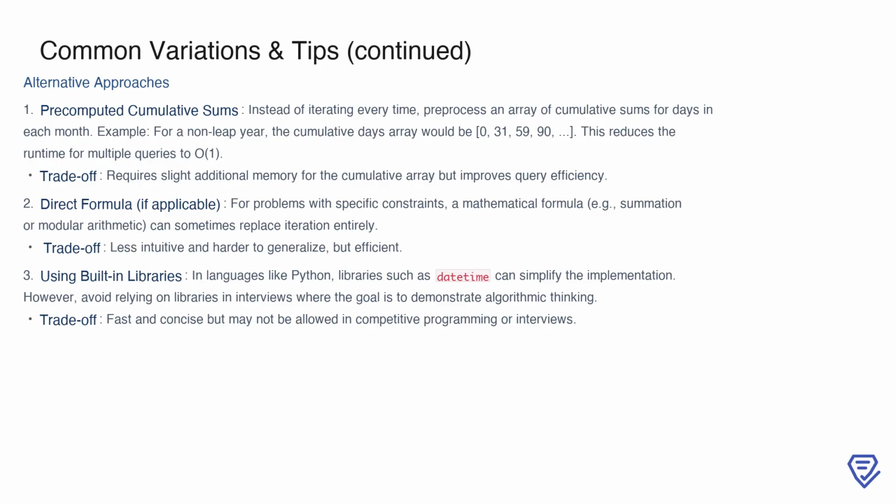Another approach involves deriving a direct formula to calculate the day of the year, though this is typically less intuitive and harder to generalize. It's best suited for specific constraints and scenarios. Finally, you might use built-in libraries like Python's datetime to handle date calculations. This method is fast and concise, but it's important to note that such libraries may not be allowed in competitive programming or interviews, where the goal is to demonstrate your algorithmic thinking.